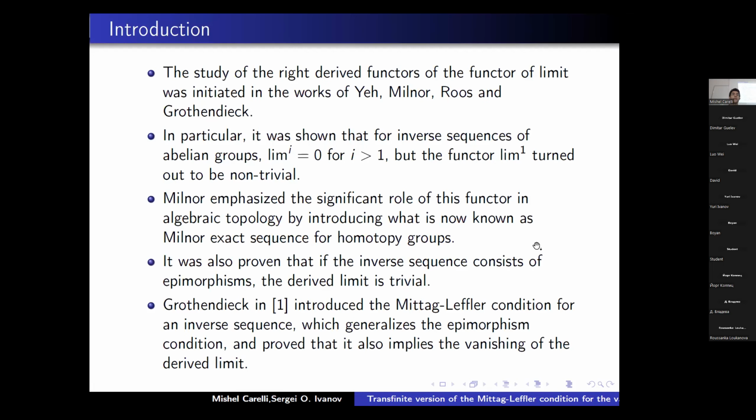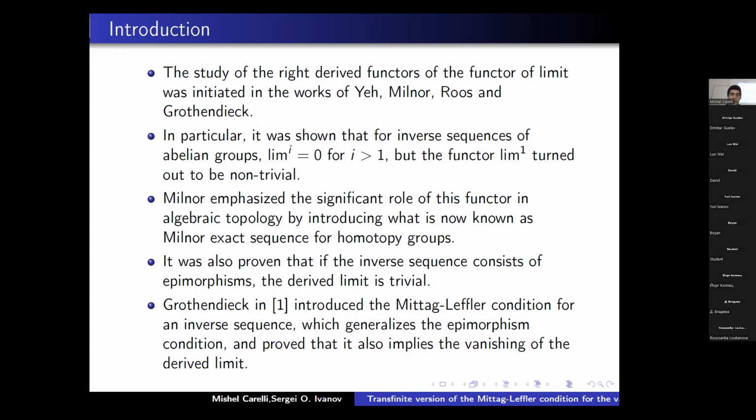Let's begin. The study of the right derived functor of the functor limit was initiated in the work of Ye, Milner, Roos, and Grothendieck. Actually, the first mention was in the work of a person called Ye. He was Milner's student, and then other people also used the definition. In particular, it was shown that for inverse sequences of abelian groups, the higher limits, higher than the first one, are trivial, but the functor lim1 turned out to be nontrivial. Then Milner emphasized the significant role of this functor in algebraic topology by introducing what's known as the Milner exact sequence for homotopy groups.